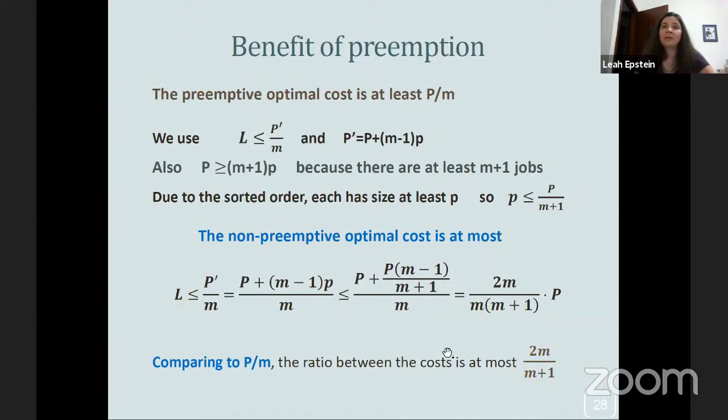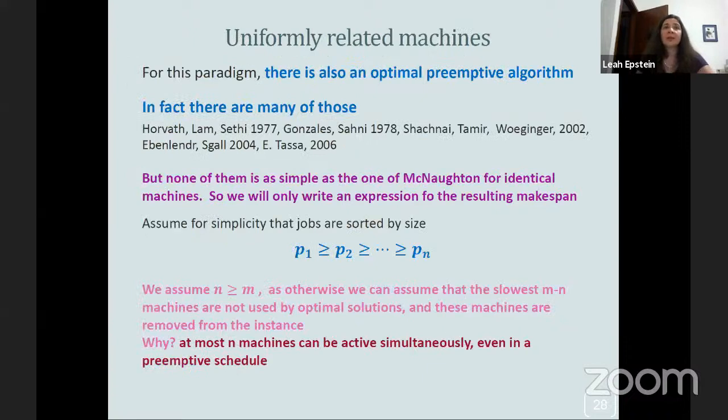Now I would like to move to related machines, uniformly related ones. Luckily, there's also an optimal preemptive algorithm for that. Or actually, there are many of those. You have a list on the fourth line of the slide. Unfortunately, they are slightly more complicated. But still, it is convenient to use an optimal solution.